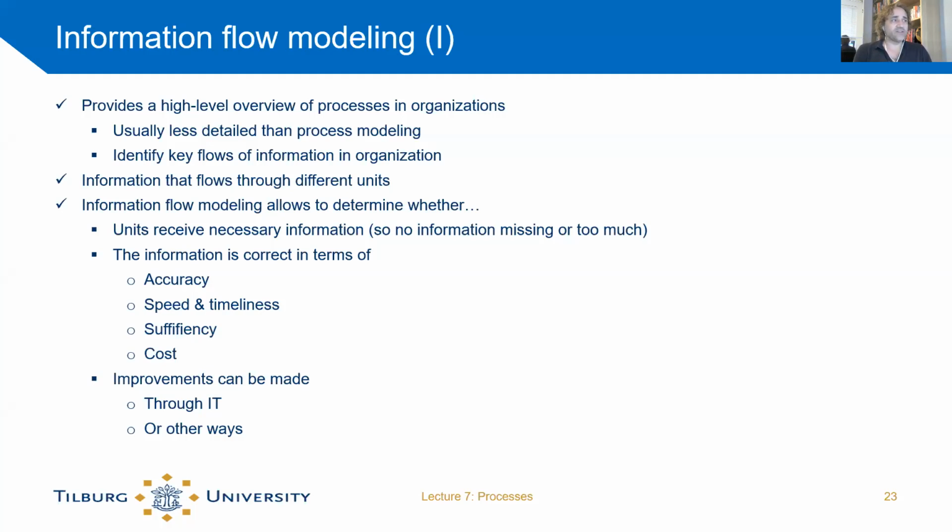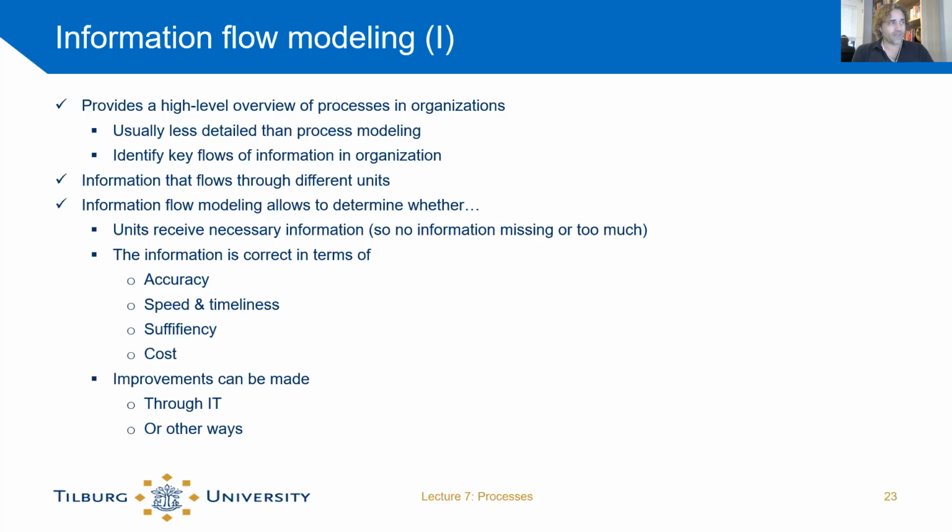So usually less detailed than process modeling, but we use that to identify key flows of information in an organization. So basically the information that flows through different units as they do their work. And remember, units can be people, teams, departments, but basically organization units which do something, do a certain task.